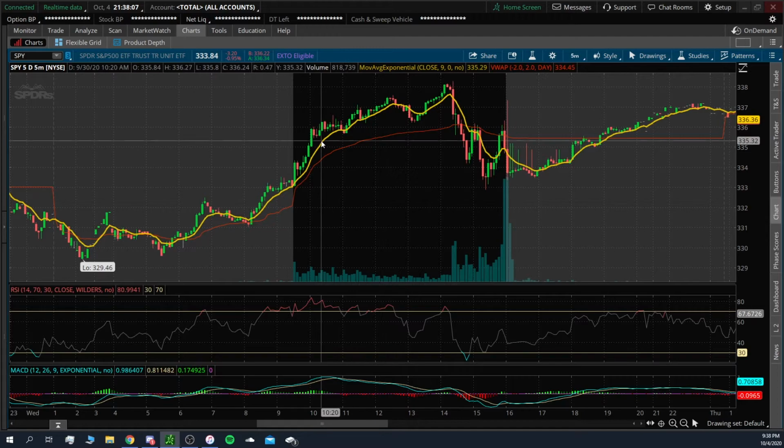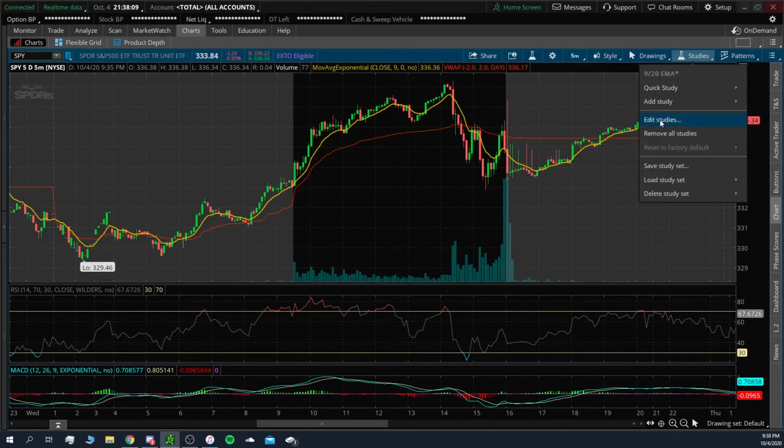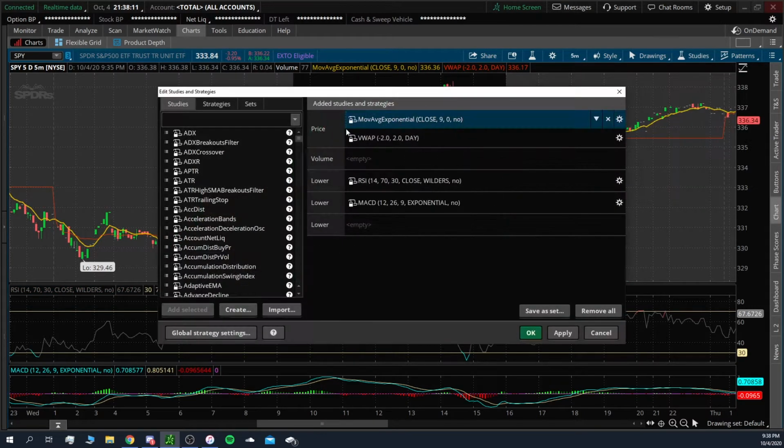We have the 9 EMA indicator here, and the way you add that is through edit studies. I'm using Thinkorswim by TD Ameritrade. You use the 9 EMA. That's a well-known indicator on any broker platform that you're using, so it should be available. There's a 9 SMA and there's a 9 EMA. I recommend using the 9 EMA, the exponential moving average. And then we have the VWAP. Both of these are set to default.